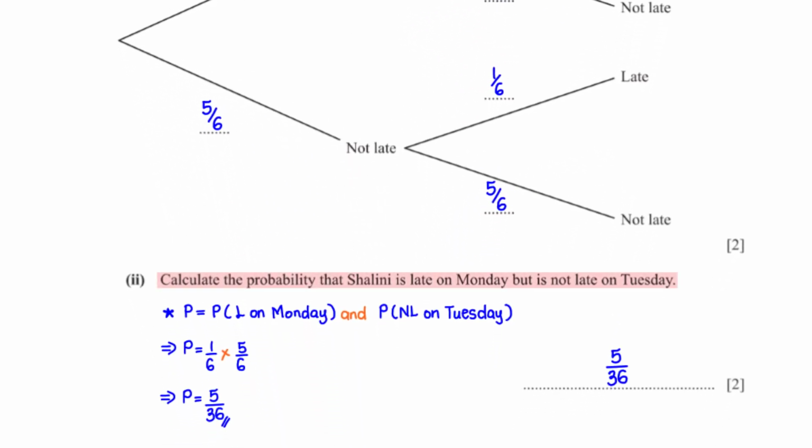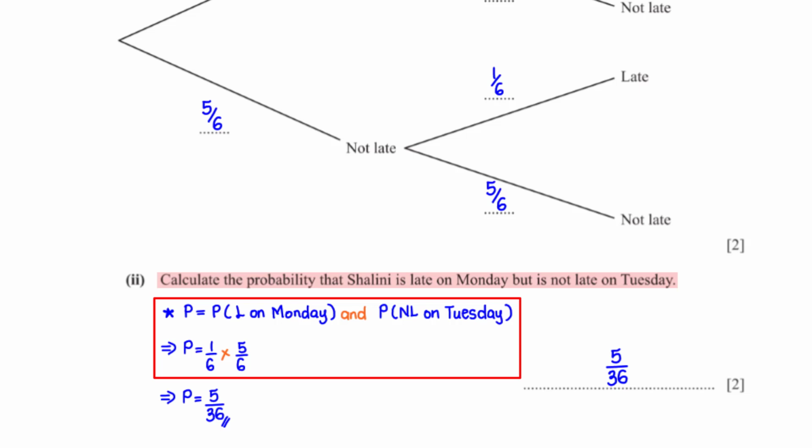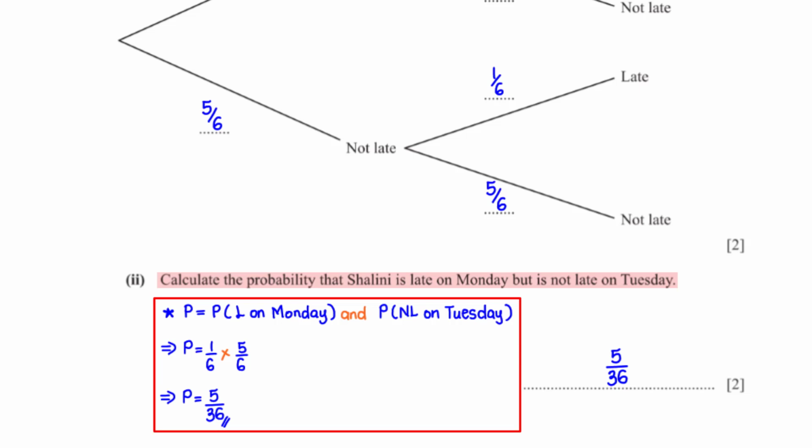Calculate the probability that Shalini is late on Monday but is not late on Tuesday. This probability is equal to the probability that Shalini is late on Monday and the probability that Shalini is not late on Tuesday. The probability that Shalini is late on Monday is 1 over 6. The probability that Shalini is not late on Tuesday is 5 over 6. The "and" becomes times. When we type this into the calculator, we get 5 over 36.